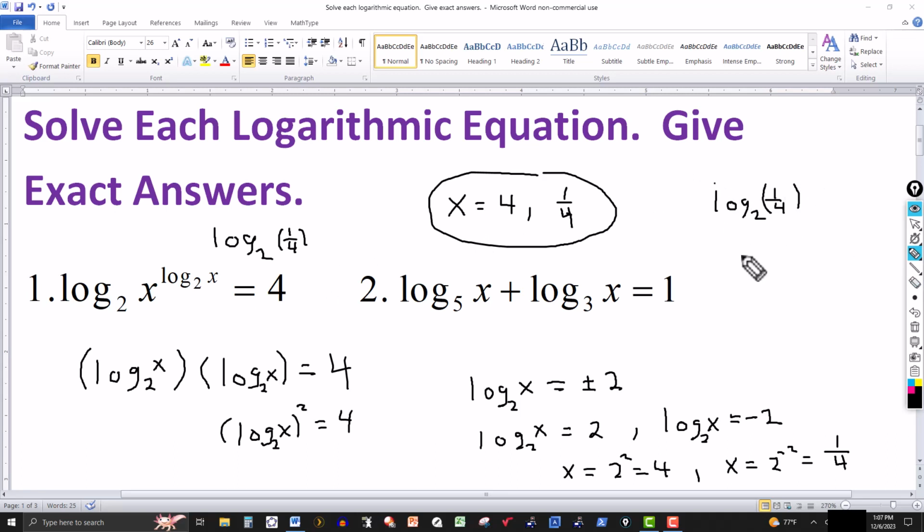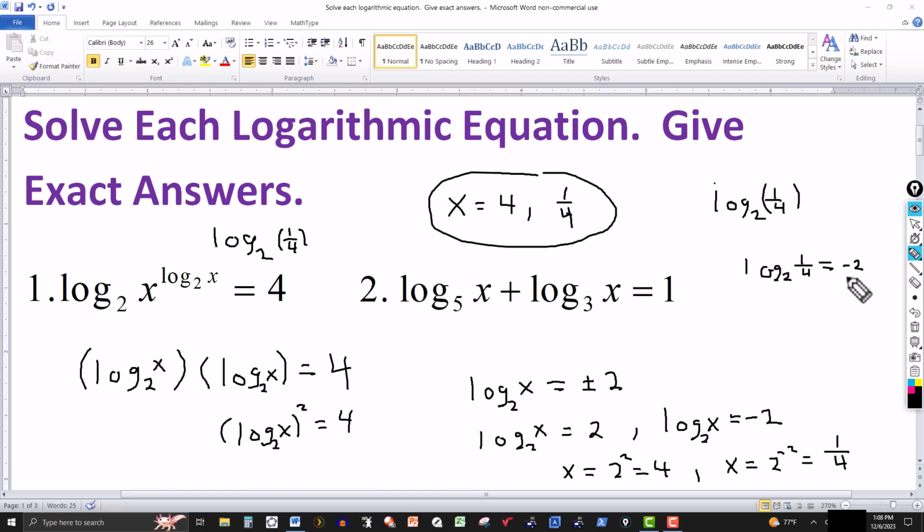And then the exponent on this, let me write it separately. It's the log of 2, log to base 2, I should say, of 1/4. So what is the log of 1/4 to base 2? So this is saying 2 to what power will give us 1/4?